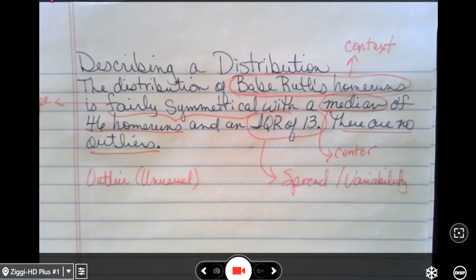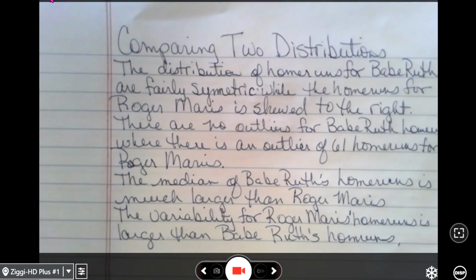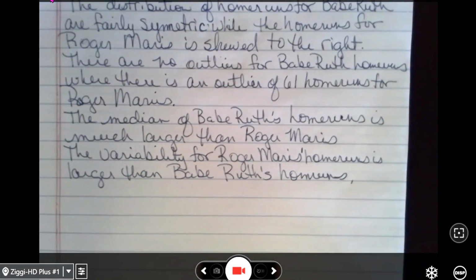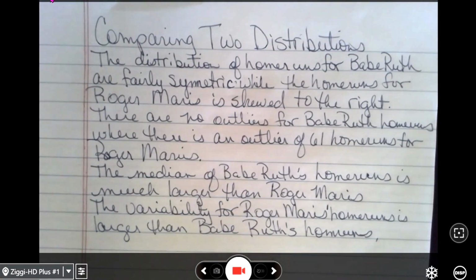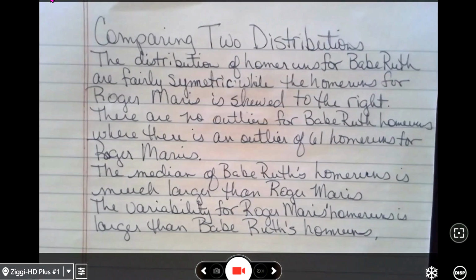And sometimes you're asked to compare 2 distributions, and that's what we're going to do next. And to do that, you've got to have the same things to compare. So, you know, Roger Maris's is skewed right because of that outlier. If I'm trying to describe 2 different ones, I can't compare the mean to the median because that just doesn't work. So if one of your data is skewed, then you have to use the median and IQR for both of them to compare them. So here's just a little comparison of these 2.